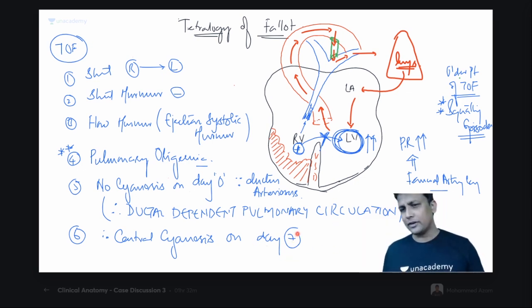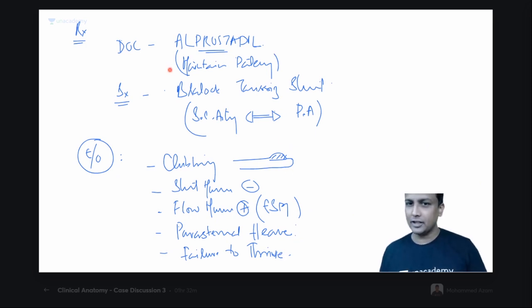So what you should do for treatment, maintain the patency by alprostadil, and that is not the treatment of choice. Treatment of choice, you have to do the surgery. BT shunting between the subclavian artery and the pulmonary artery. Presenting features will be like clubbing, the murmur you can hear there, and the parasternal heave will be seen there and failure to thrive. Parasternal heave, someone was asking me, it is due to the right ventricular hypertrophy. There'll be a heave just behind the sternum.